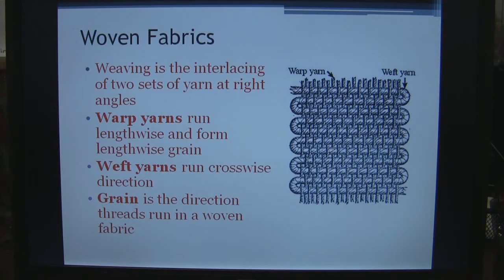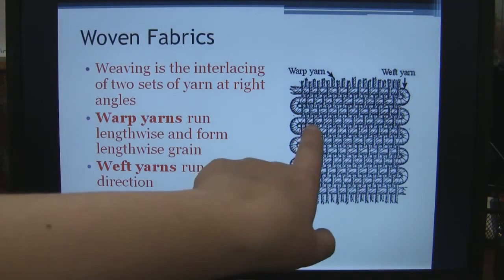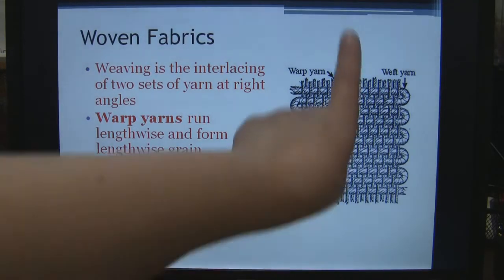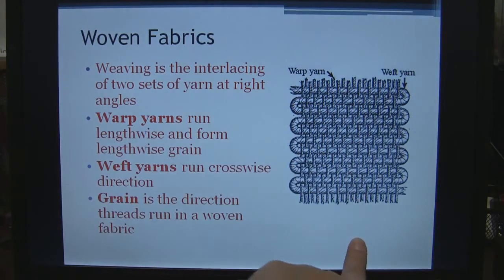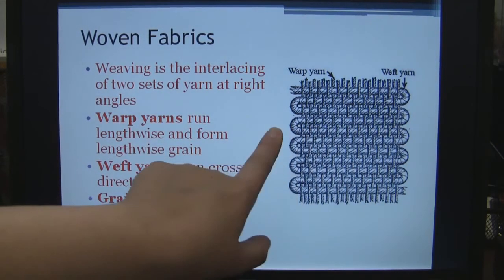Weaving is the interlacing of two sets of yarn at right angles, and I hope you can see in this picture here that it's over, under, over, under, over, under. The warp yarns run lengthwise to form a lengthwise grain, which would be up and down, and then weft yarns run crosswise, left and right.